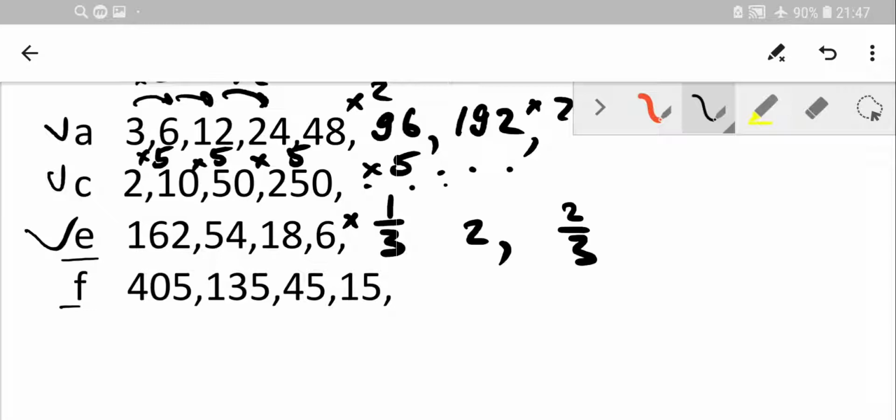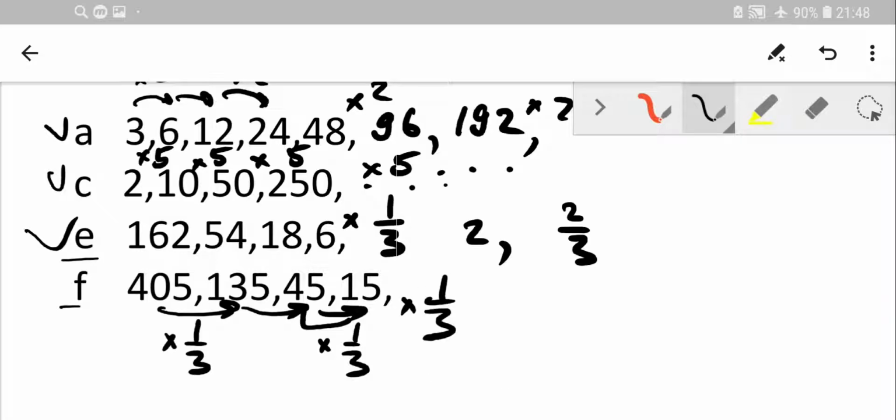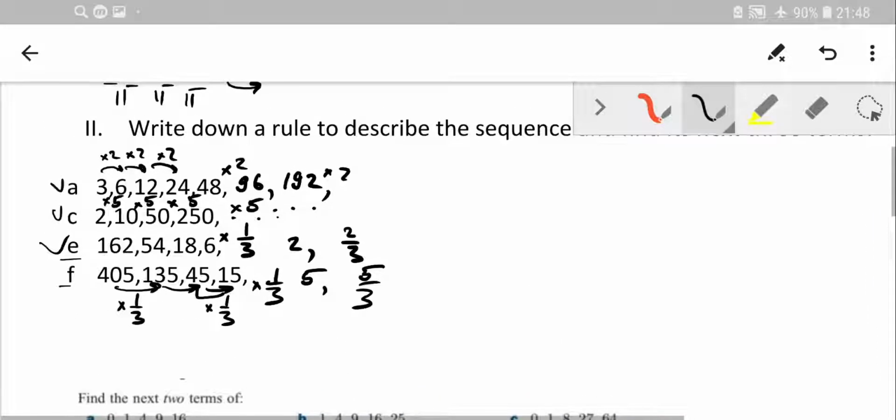405, 135, 45, 15. Let's do it in a very fast manner. So 405, can we divide by 5? By 4? No. By 3? Yeah, looks like we again apply 1 over 3. So let's check it here. 45 and 15, that's working. 45 multiplied by 1 over 3, it's cancelled, right? And gives you 15. All right, that works. So it looks like 1 over 3 again. So it's going to be 5, and the next term is 5 over 3. All right, you see fractional numbers, but that's okay.